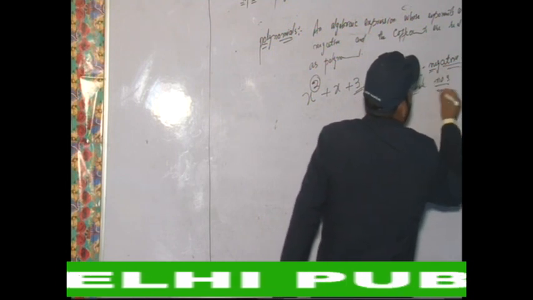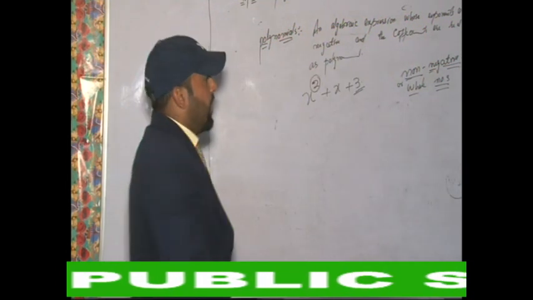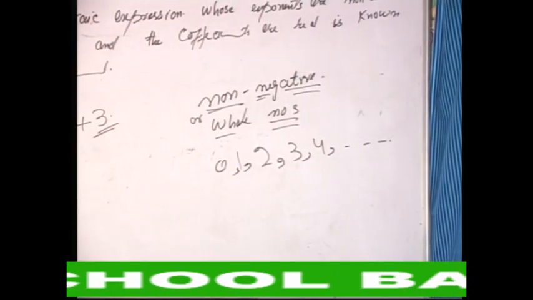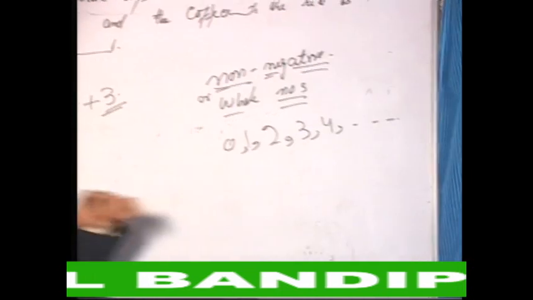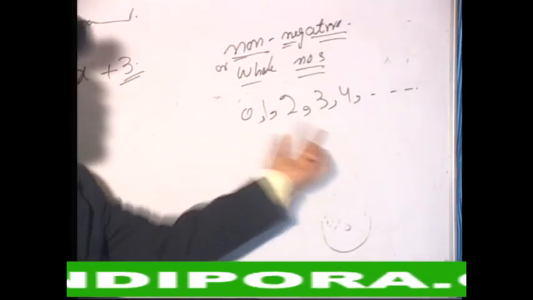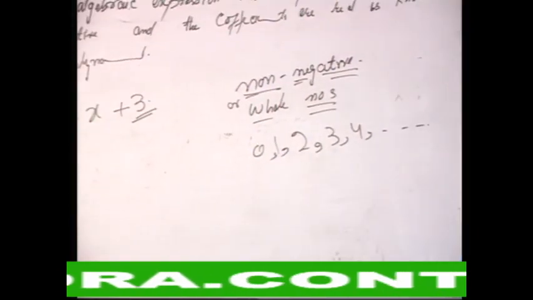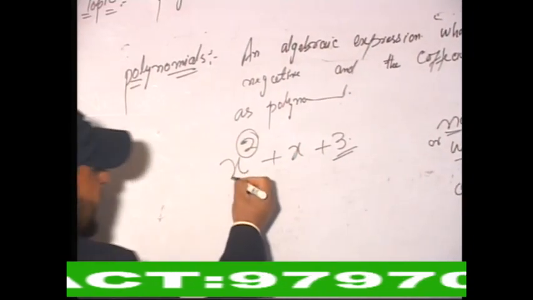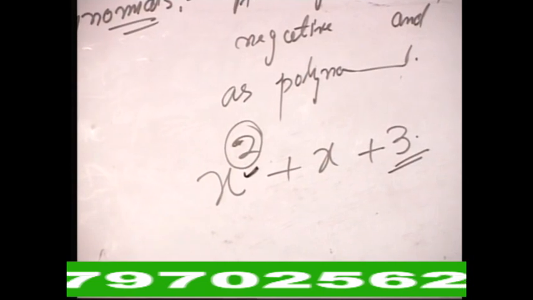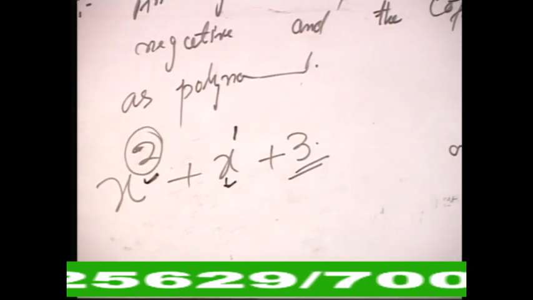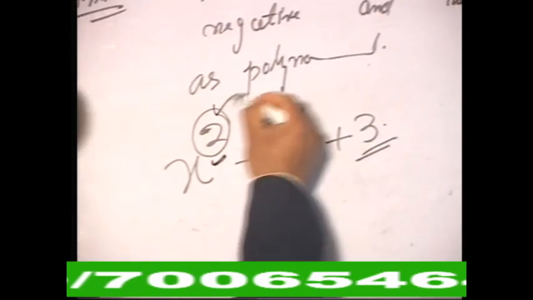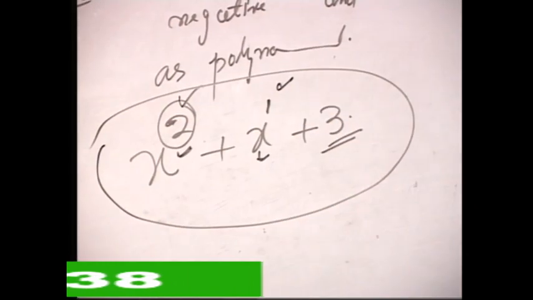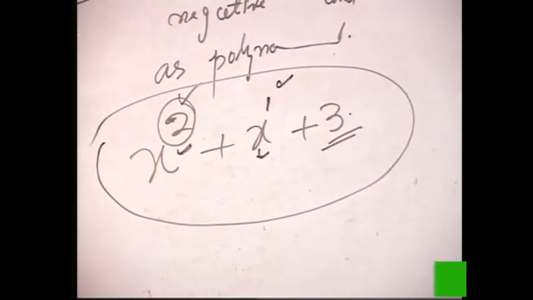The question arises here, what are non-negative integers? All positive integers together with 0, they are called non-negative integers. Also they are referred to as whole numbers. So if we look at this algebraic expression, the exponent of this x is 2, the exponent of this x is 1. So the exponents are non-negative. So this is a polynomial.